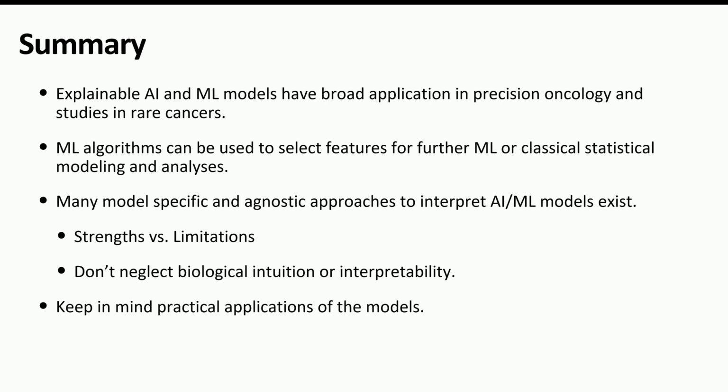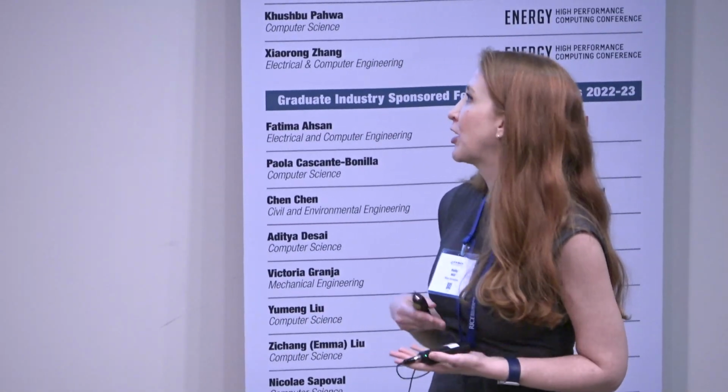So in summary, explainable AI and ML models have broad application in precision oncology and studies in rare cancers. These algorithms can be used to select features for further machine learning or classical statistical modeling and analysis. Many model-specific and agnostic approaches to AI exist. There are always strengths and limitations with using these methods, and we should never neglect biological intuition or interpretability, and also keep in mind the practical applications of the models, and whether you can use these in clinical practice.